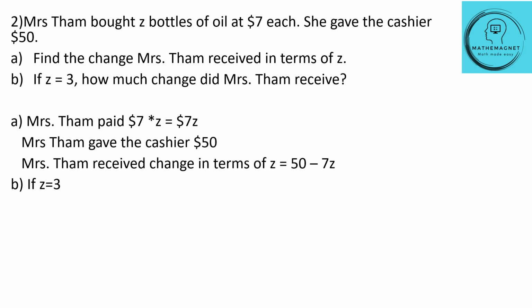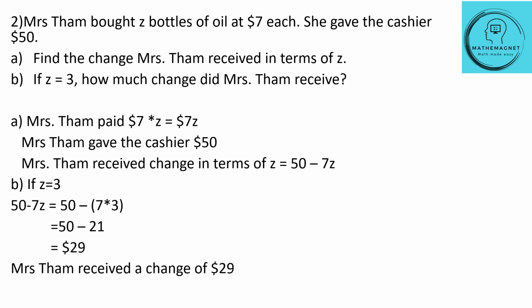Now question B, if Z is equal to 3, replacing the value of Z as 3 in the above equation, it becomes 50 minus 7 into 3, which will be equal to 50 minus 21, which is equal to $29. So Mrs. Tam received a change of $29.